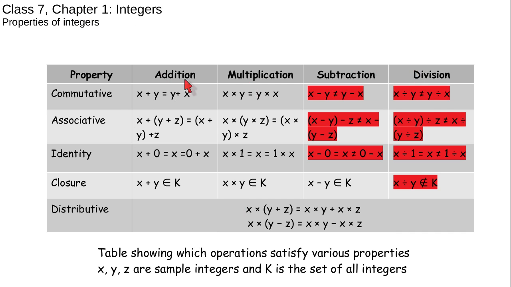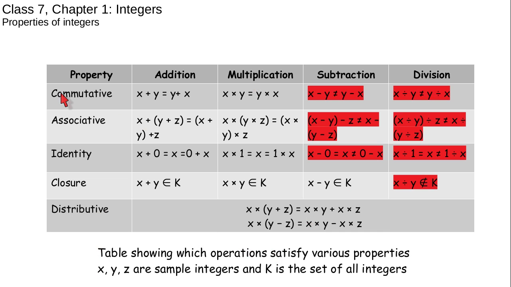So for instance, addition satisfies the commutative, associative, identity and closure properties. Multiplication also satisfies these four properties. However, subtraction does not satisfy the commutative property, it does not satisfy the associative property, it does not meet the identity property. Division does not meet all four properties. Distributive property is something that we will discuss in the subsequent slides. Distributive property is satisfied only by multiplication over addition and subtraction.